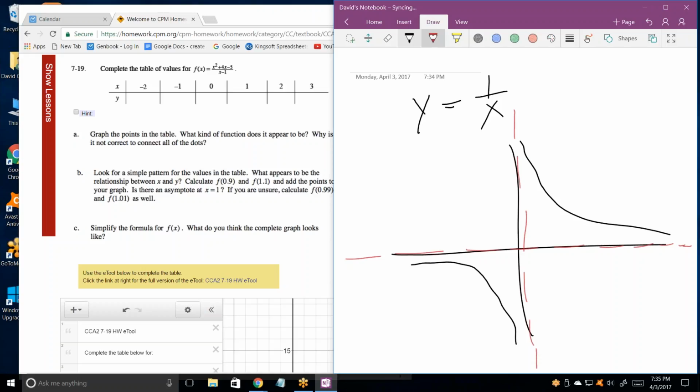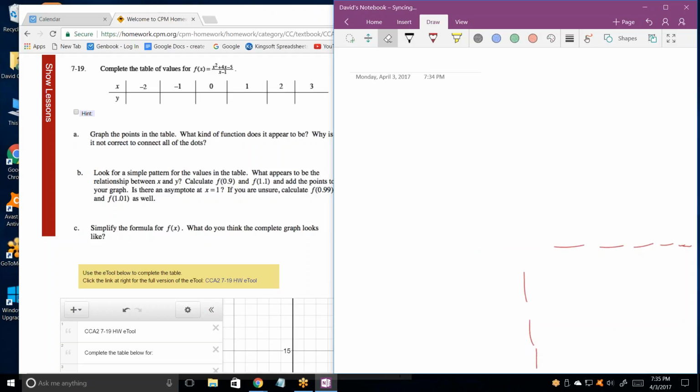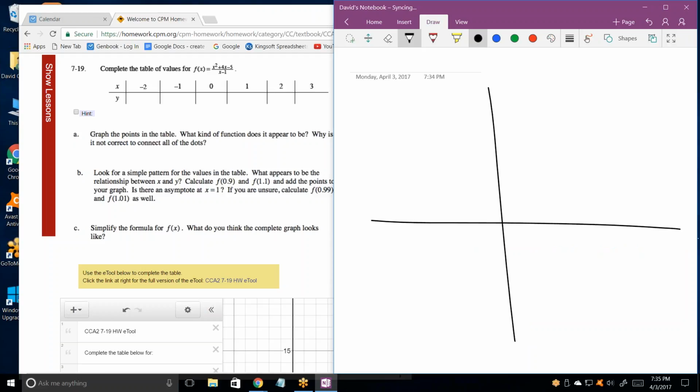Well, that's not what our curve is doing. Our curve is merely a straight line with a hole in it. It doesn't have asymptotes. It was x plus 5. So it's a straight line that has a hole at 1. It's supposed to be a straight line. But there's no asymptotes.